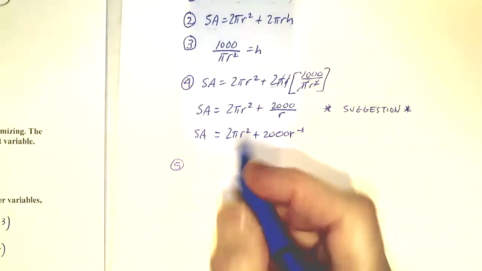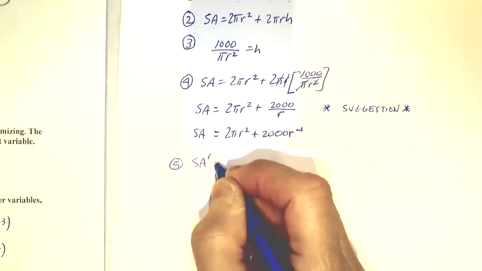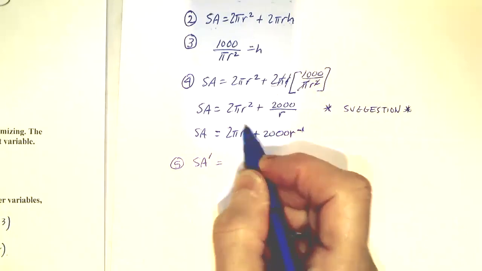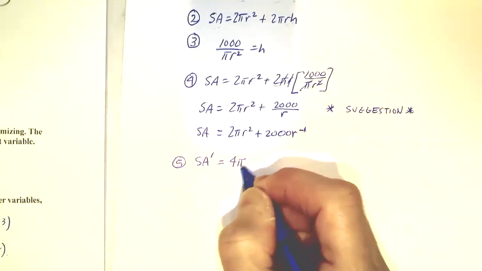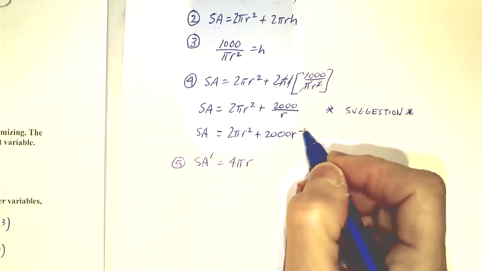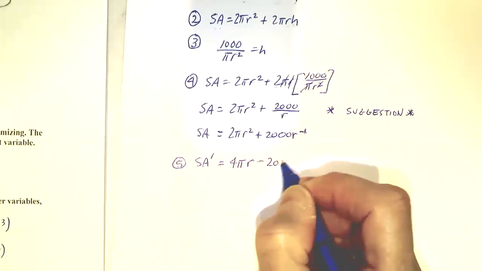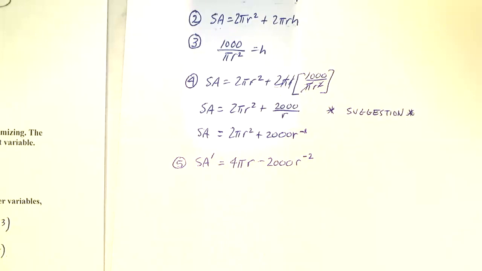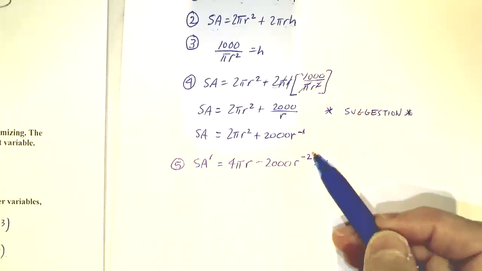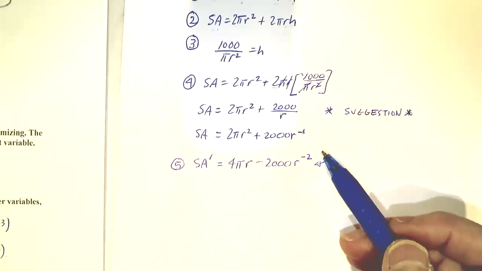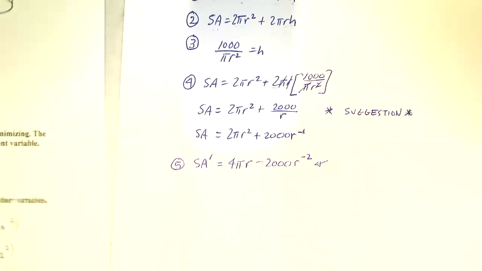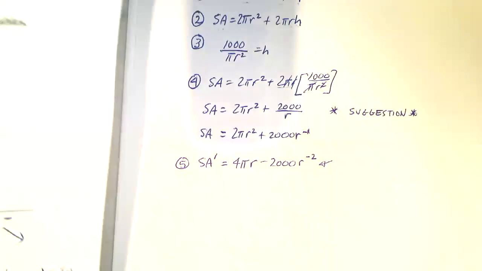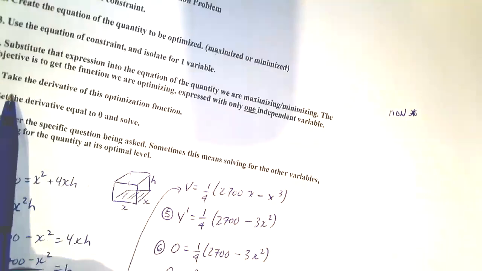of this function. So I'm going to write surface area prime, and I'm going to take the 2 in front and get 4 pi r. I'm going to bring the negative 1 in front and get negative 2,000 r to the negative 2. Now this is going to happen all the time. You're going to have a negative exponent. No worries. Expect it. The step says set the derivative equal to 0 and solve.